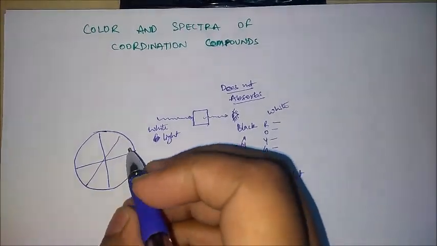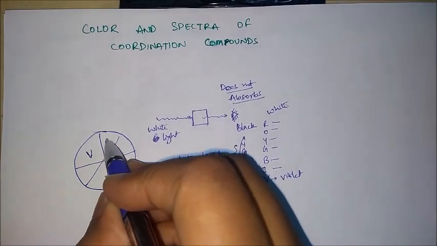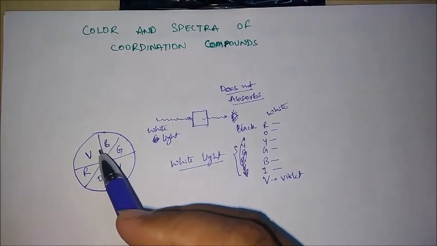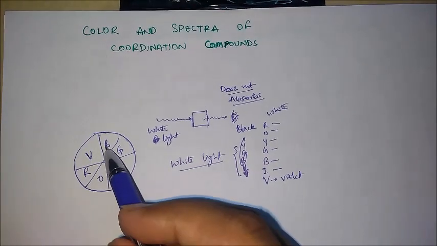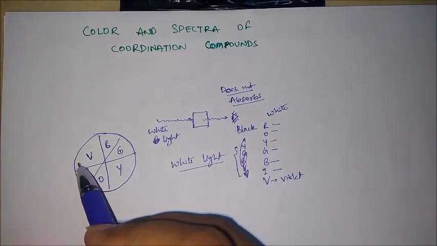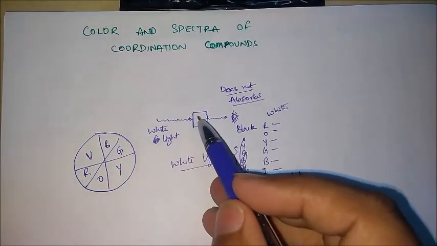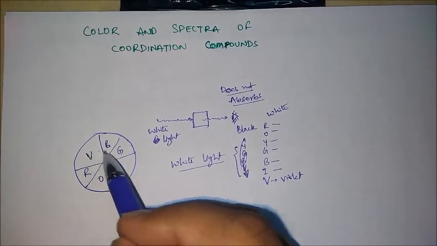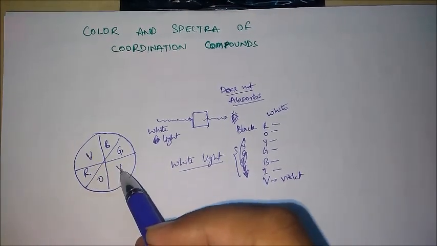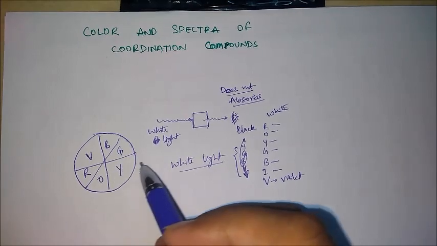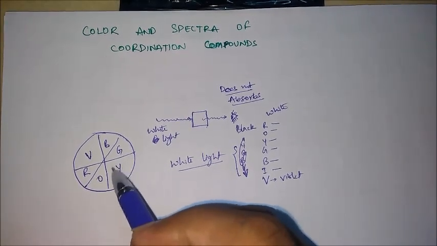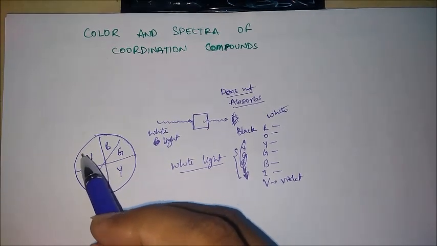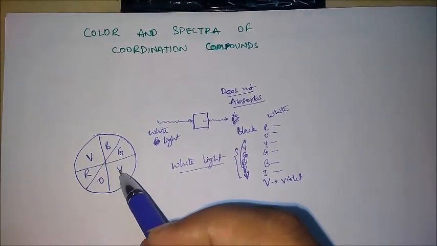So here we have VBGYOR. You don't have to add indigo over here. So violet, blue, green, yellow, orange, red. What happens if you shine white light and something absorbs the violet color of it? If violet color is absorbed, then the opposite color in the color wheel will be emitted, or it will look like yellow color. So if some complex absorbs violet color, then it appears to be yellow in color.